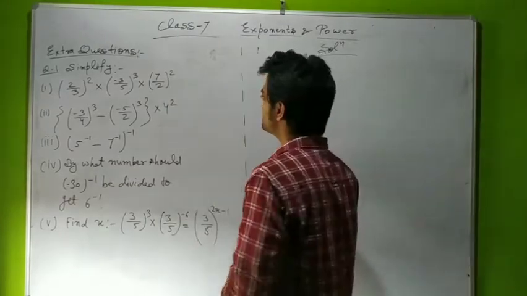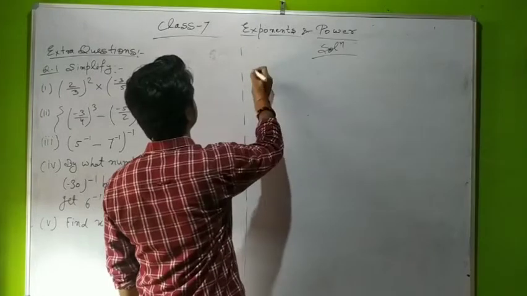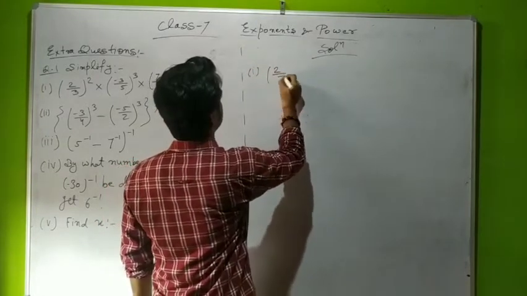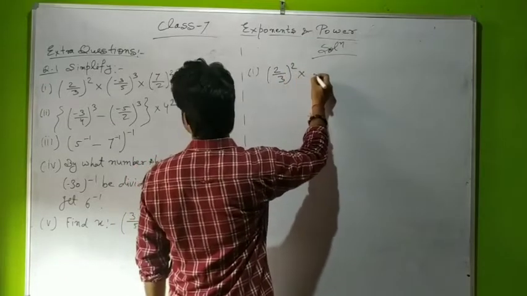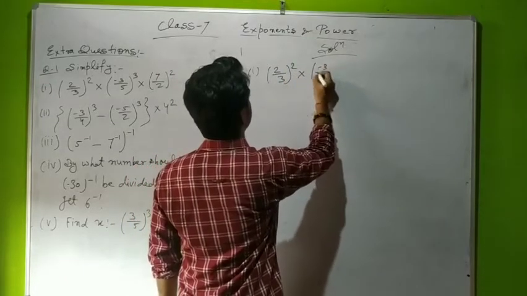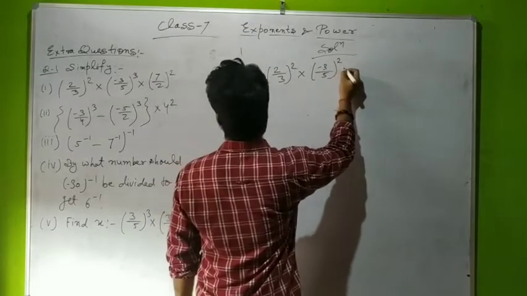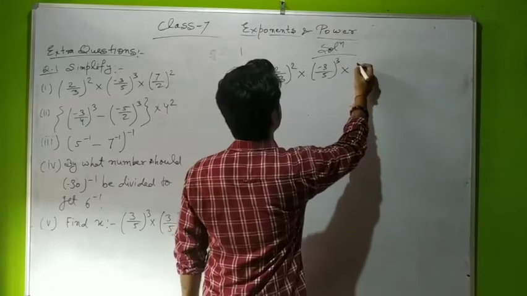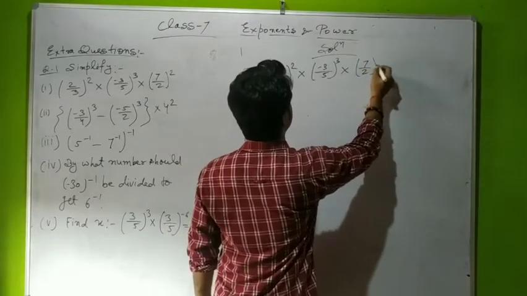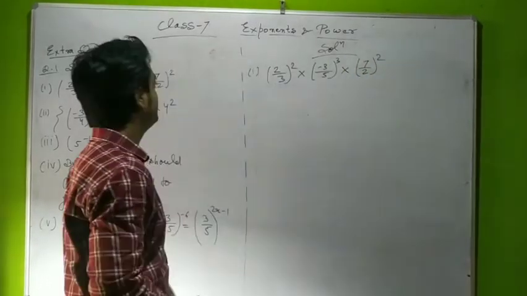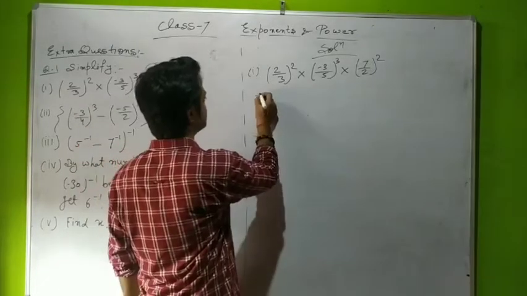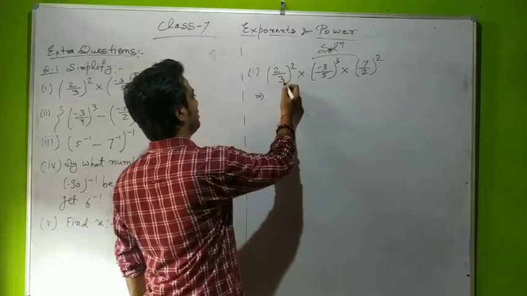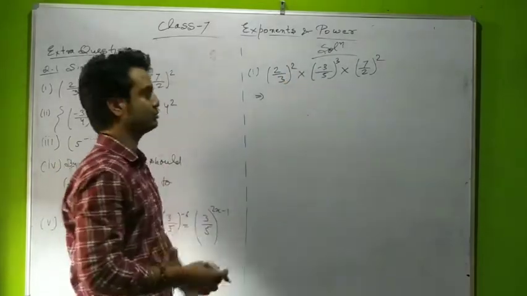Let's begin. First question is that we have to simplify (2 by 3) raised to the power 2 into (minus 3 by 5) raised to the power 3, into (7 upon 2) square. How we will solve this is that, as you can see, it is 2 upon 3 whole power 2.